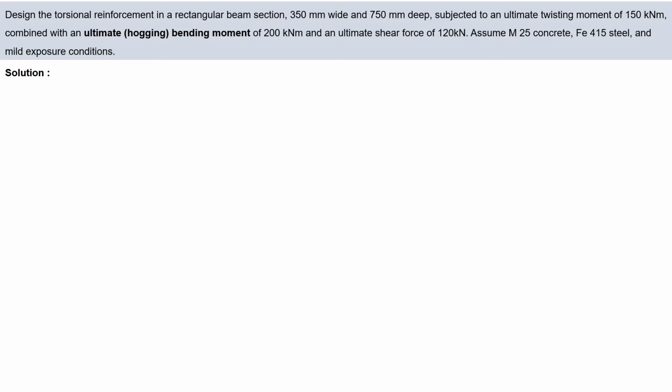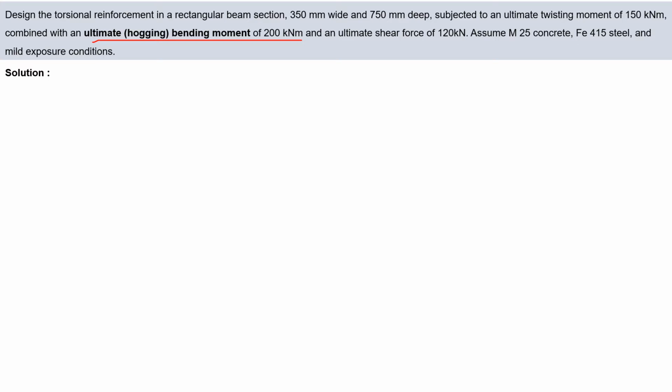Now let us go through the statement. Design the torsional reinforcement in a rectangular beam section 350 mm wide by 750 mm deep, which is subjected to an ultimate twisting moment of 150 kilonewton meter combined with an ultimate hogging moment of 200 kilonewton meter and an ultimate shear of 120 kilonewton. We can take M25 grade of concrete and Fe 415 steel, as well as this beam will be subjected to mild exposure conditions.